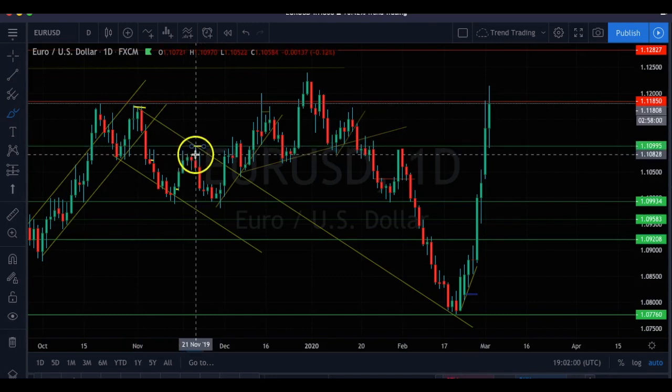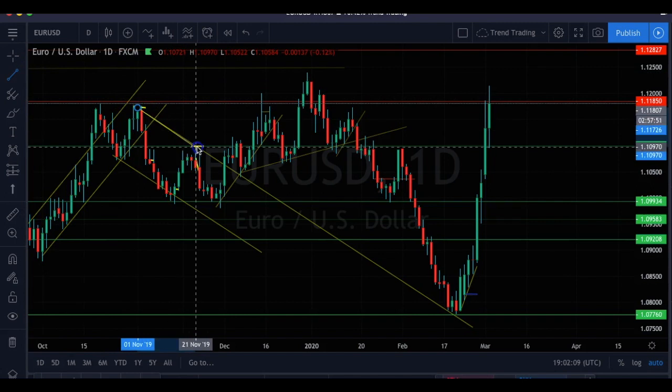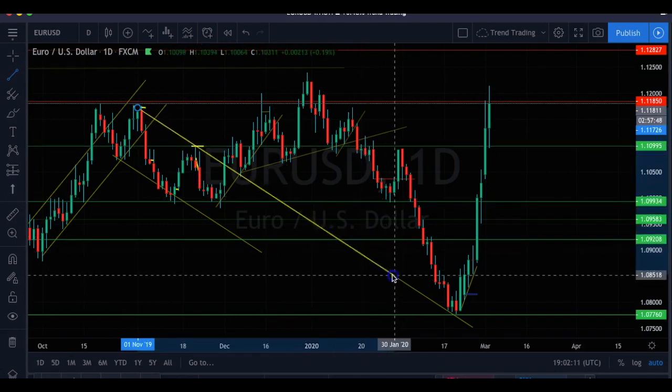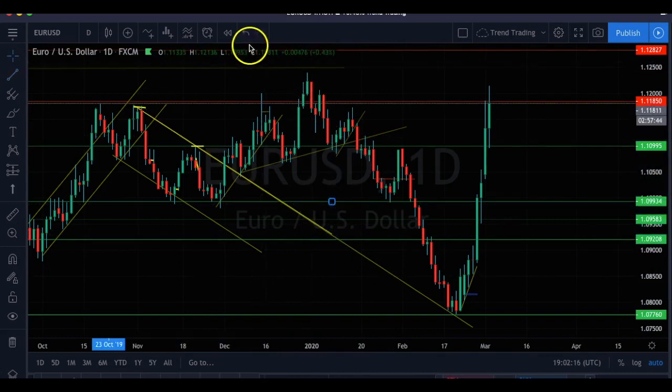Once that second point was made, once price started resuming over there and I had 2 points, I can then connect the trend line. Go over here, go to trend line. Just connect that 1 point to that second point and then extend it. All right, and you keep extending them down as you need them. That's all you need to do, you need to have 2 points to connect for the trend lines.